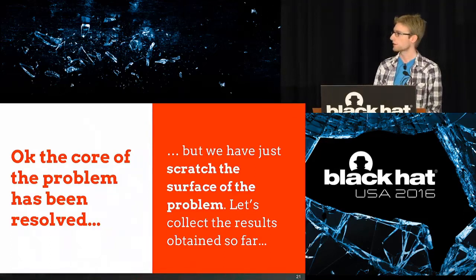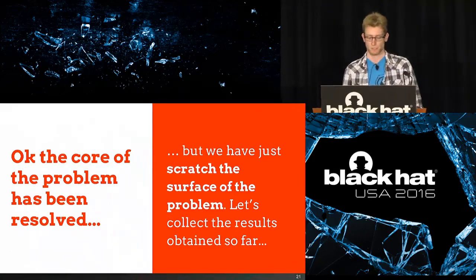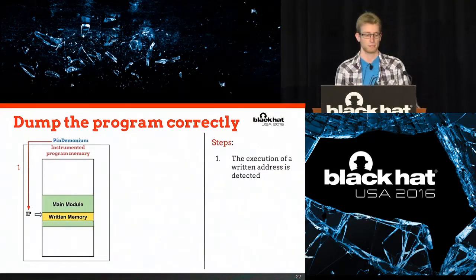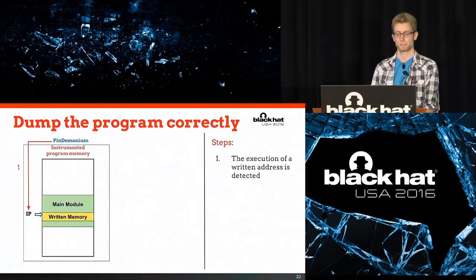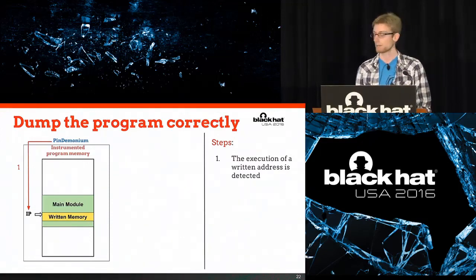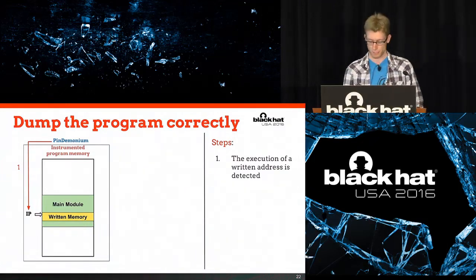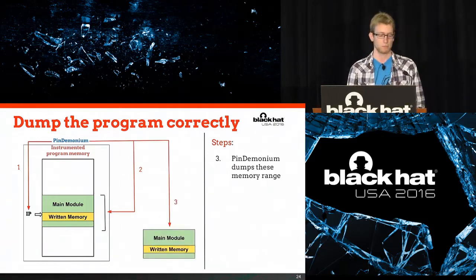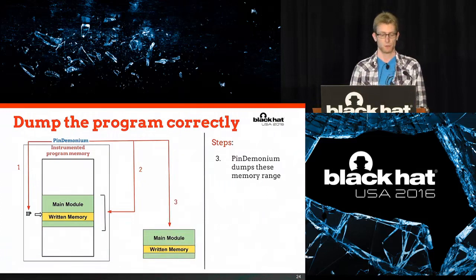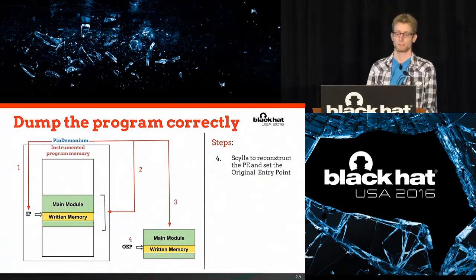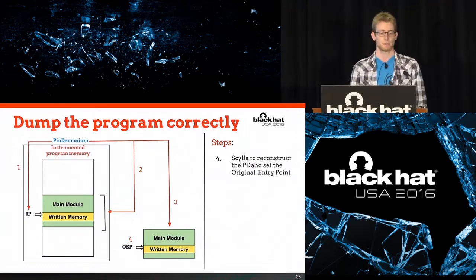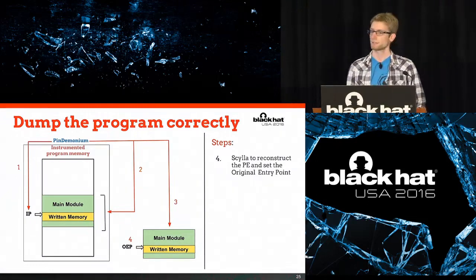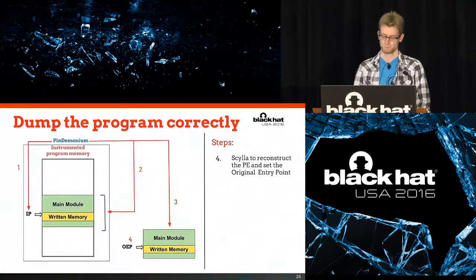Okay, we have solved our core problem. Let's move to the next one, which is dumping this memory area and the process in a correct way. Once we have identified the memory area which has broken the W-XOR-X rule, we get the address of the main module of the executable and we dump it to disk. Finally, we invoke an external program called Scylla that reconstructs the portable executable and sets the address of entry point to the address of the instruction which has broken the W-XOR-X rule.